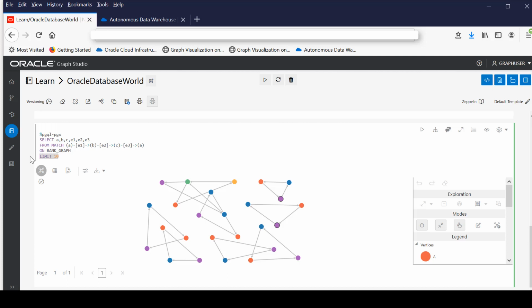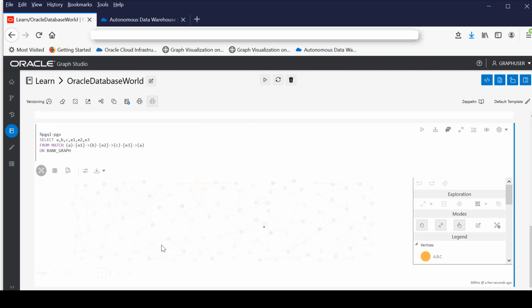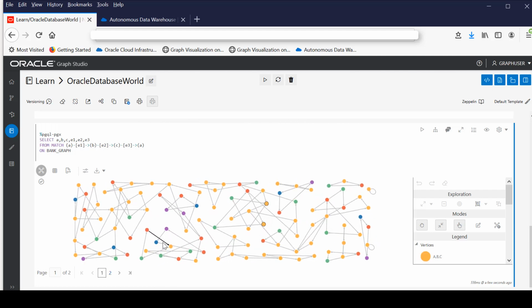And now let me remove this limit. So I guess there are more 3-hop cycles in this graph. Let me see whether I can select them all from this financial transactions data set. And I can see here that a whole bunch of 3-hop cycles are available. And here there are some interesting examples where money is being transferred within the same account.